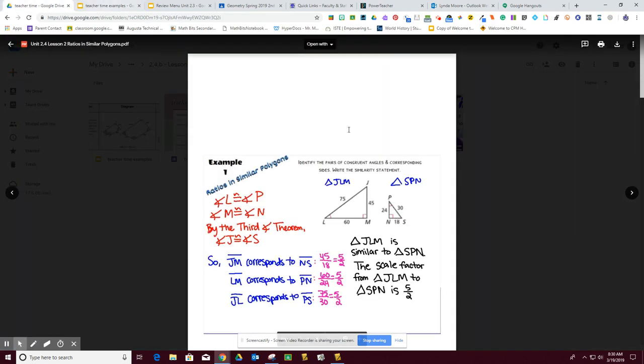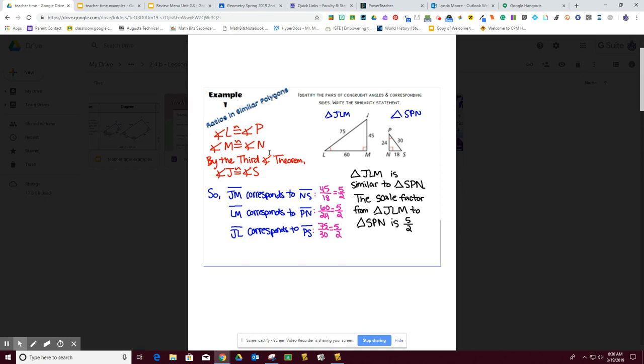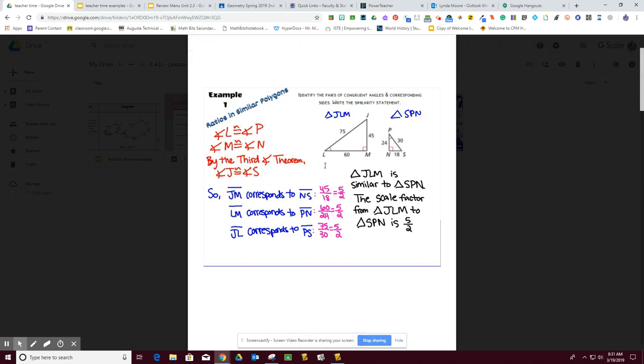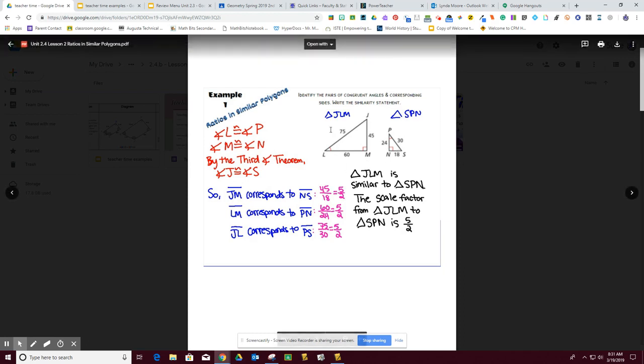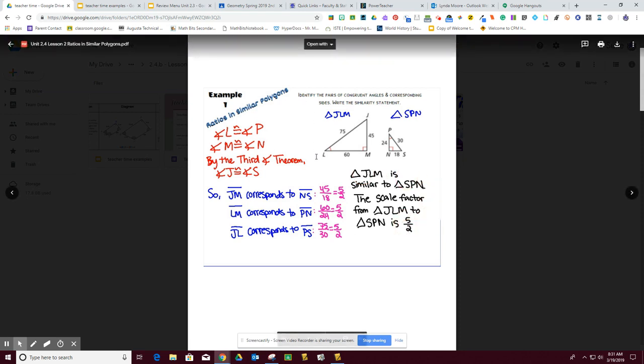So when we look at our problems, what we're asked to do is to identify the statement of congruence, or the similarity, and we need to make sure that they are proportional. So we know that L and P match up. So that's what we have to do. We have to put L and P together. We know that those are congruent, and by the third angle theorem, we know that J and S are congruent. Now what we're going to do is write down the ratio of all the sides. You see that they reduce to the same thing. Therefore, the scale factor is 5/2, and these are similar.